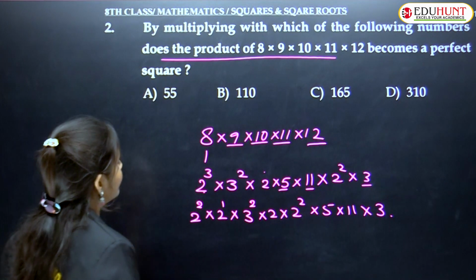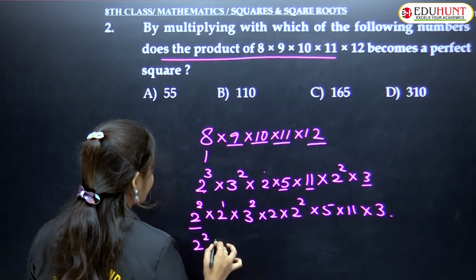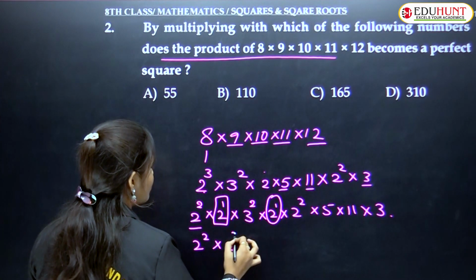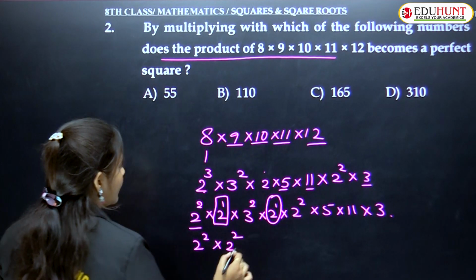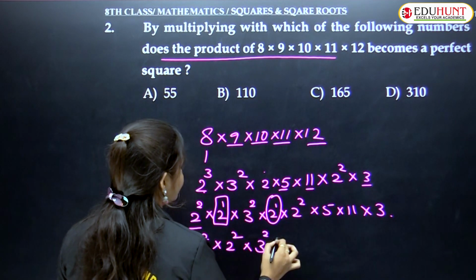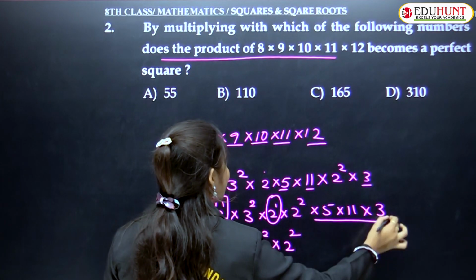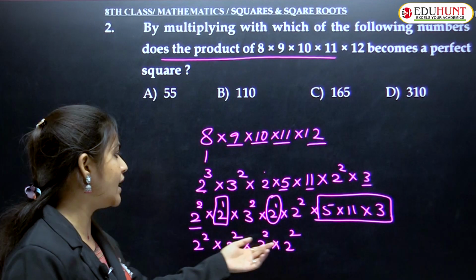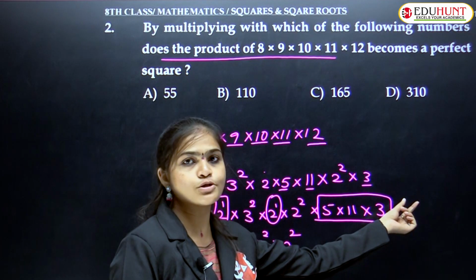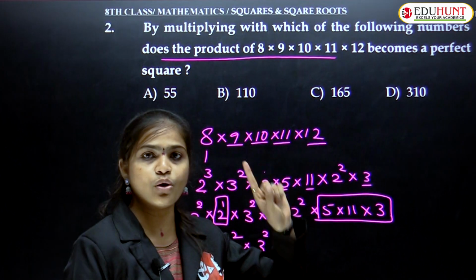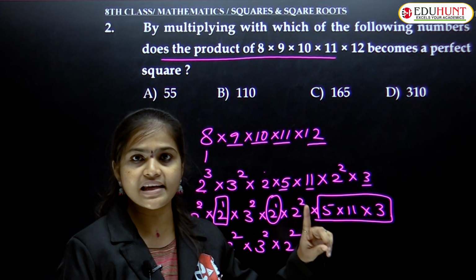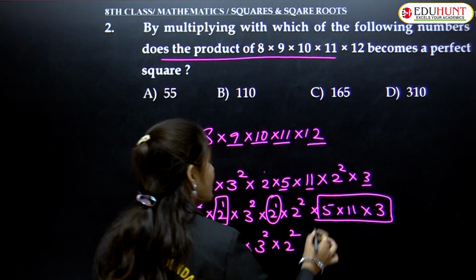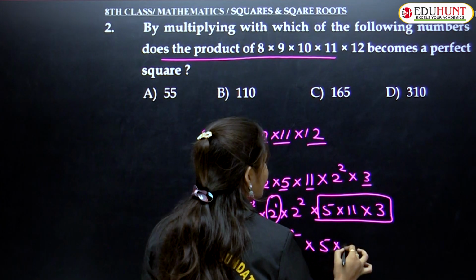See here, 2 square into, here 2 power 1 is there, here also 2 power 1 is there, so totally 2 square. Understand? Into 3 square into 2 square. So the leftover number is 5 into 11 into 3. To make it a perfect square, these powers should also equal 2, no? But still we have only power 1. To make it 2, we have to multiply with the same numbers. So what are those numbers? 5 into 11 into 3.